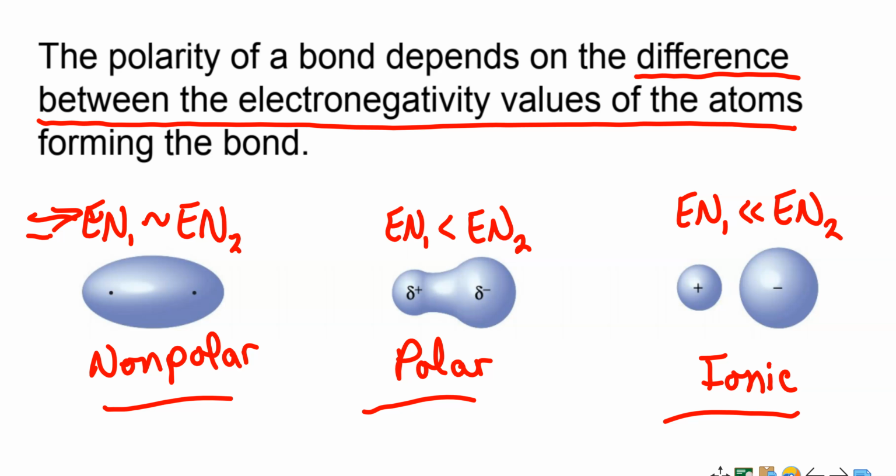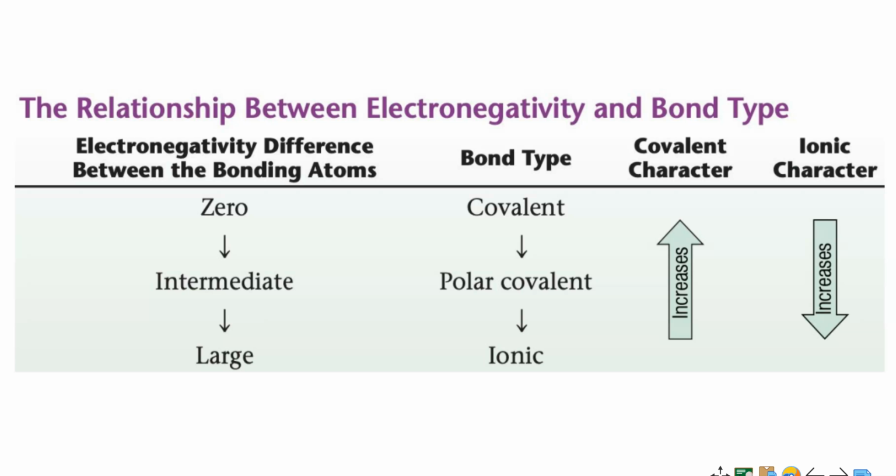So that's where we have to keep in mind that electronegativity is approximately equal, is less than, is much less than. Okay? So keep those things in mind going forward, that the electronegativity difference is what determines if a bond is polar. Speaking of such, here's a nice little chart that could help you remember.